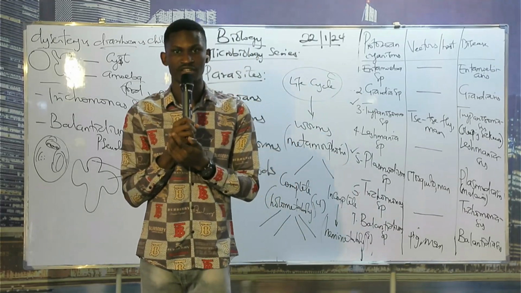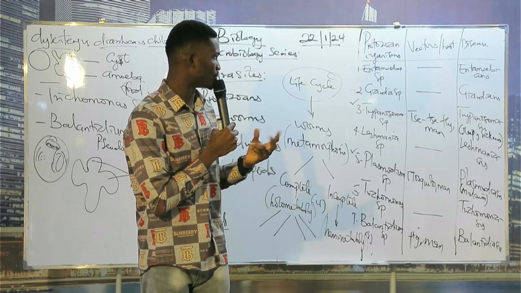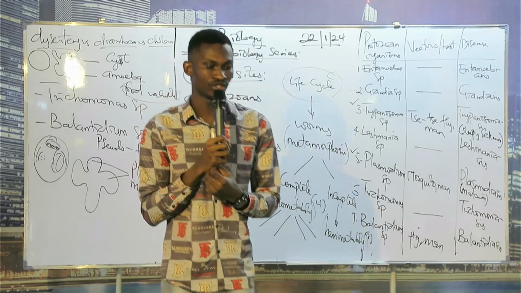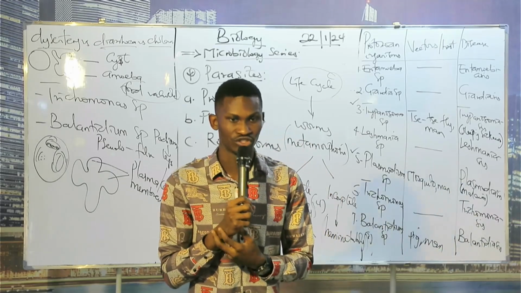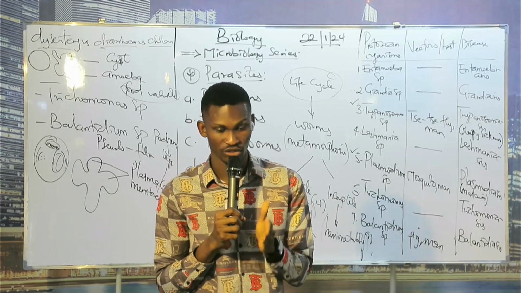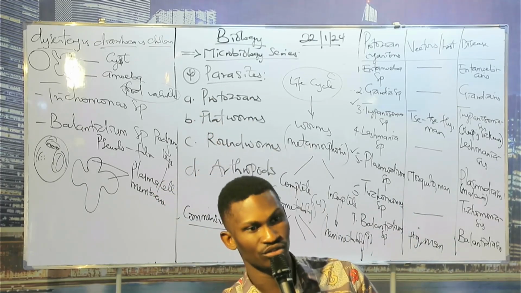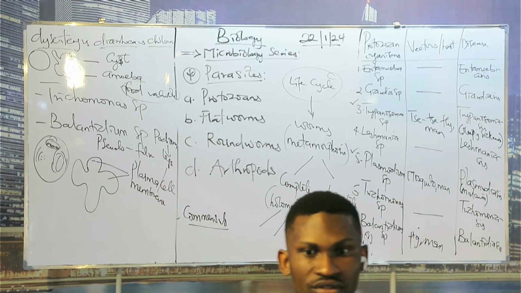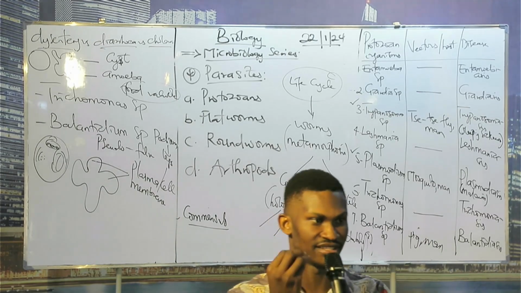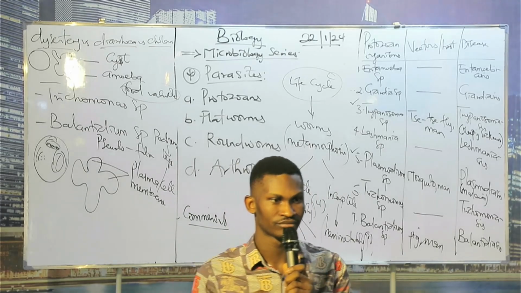Asexually. Now remember, we said that we have two main types of host: primary host and what? Secondary host. The one where asexual reproduction occurs is called what? Secondary. Now, when I'm done with the life cycle, you will tell me the kind of hosts amoeba should use. Now, the life cycle of amoeba begins once the egg is ingested into the mouth.